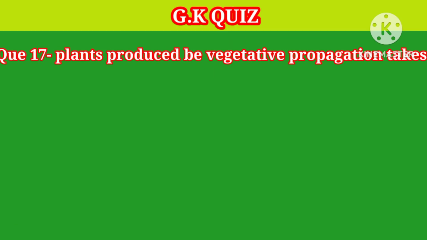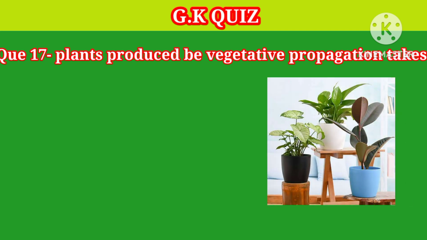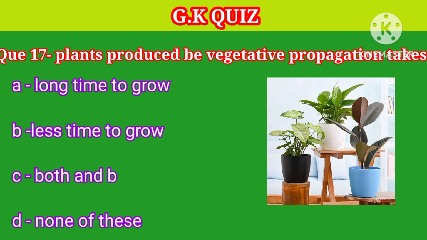Question number 17. Plants produced by vegetative propagation take... Your options: A. Long time to grow. B. Less time to grow. C. Both A and B. D. None of these. Your right answer is less time to grow.